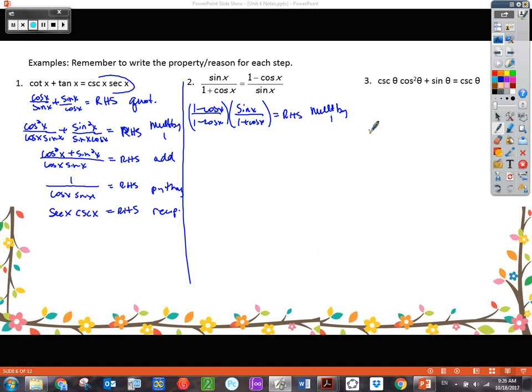Now I encourage you to not distribute the numerator. If you distribute the numerator, you might miss something that you could cancel. I encourage you to just work on the denominator. That's the reason that we did the conjugate, right? Was to make the denominator different. So I'm going to multiply the denominator out. So 1 minus cosine times 1 plus cosine is going to give us 1 minus cosine squared. And in the numerator, I'm just leaving it separate.